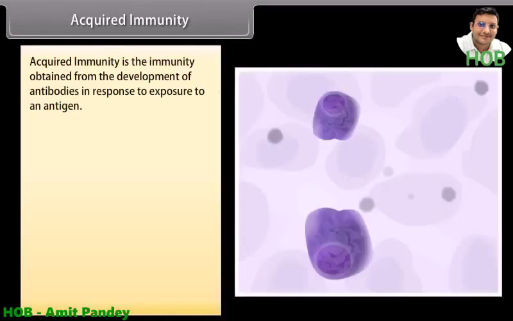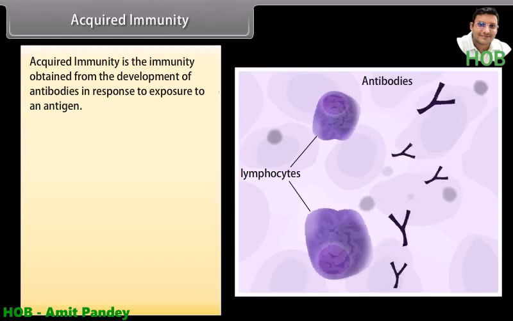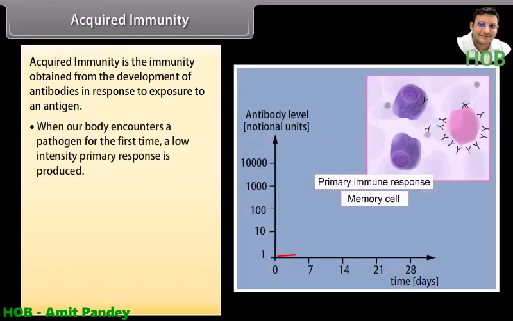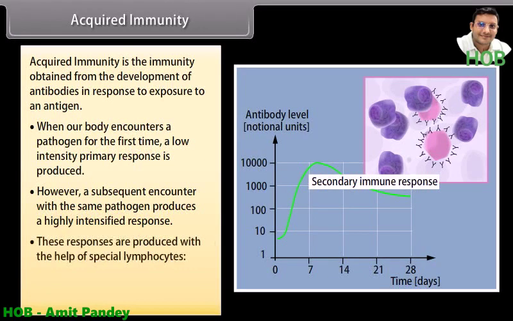Acquired immunity. Acquired immunity is the immunity obtained from the development of antibodies in response to exposure to an antigen. When a body encounters a pathogen for the first time, a low-intensity primary response is produced. However, a subsequent encounter with the same pathogen produces a highly intensified response. These responses are produced with the help of special lymphocytes.